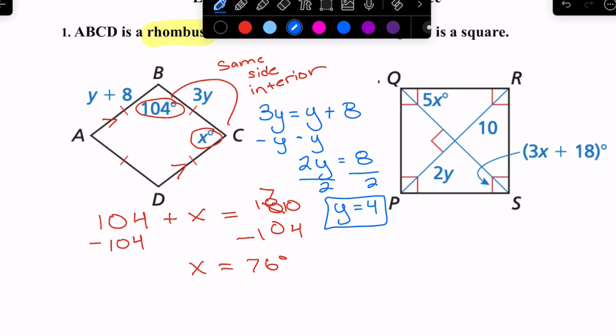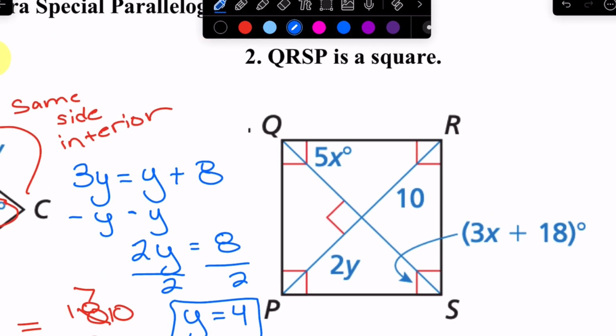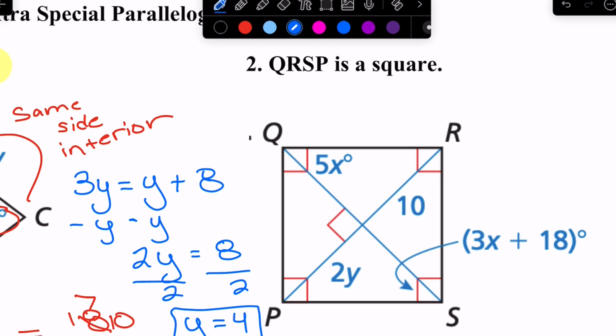Let's try another special parallelogram. In number 2, I have a square. A square is pretty simple because I know that all of the angles are right angles, meaning they all measure 90 degrees. And I know that the diagonals bisect all of the angles, so I know that each individual half is 45 degrees. This will always be true for a square. So I know that this angle is 45 degrees.